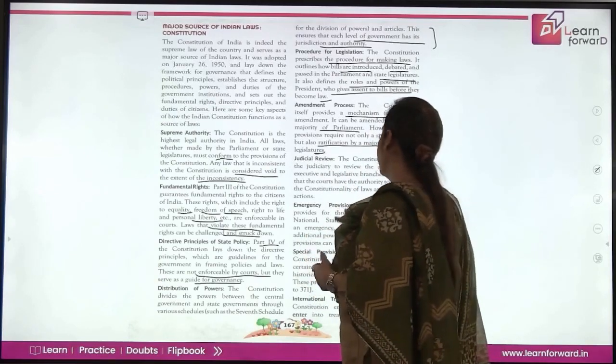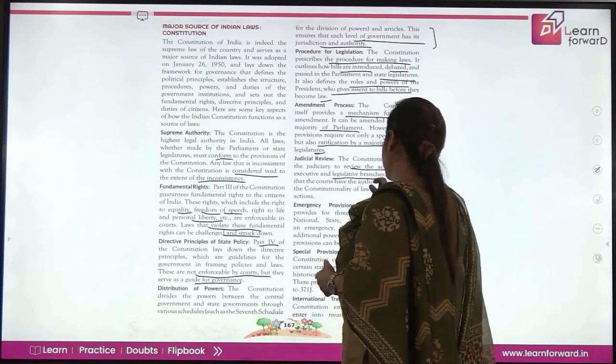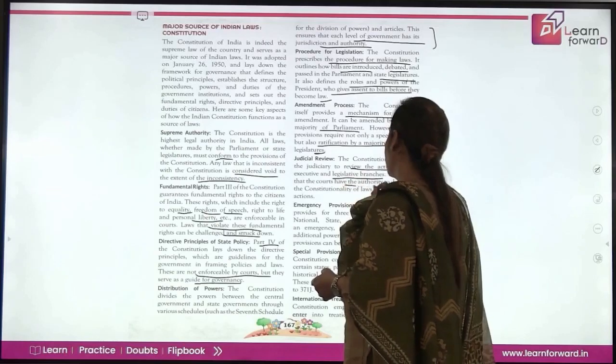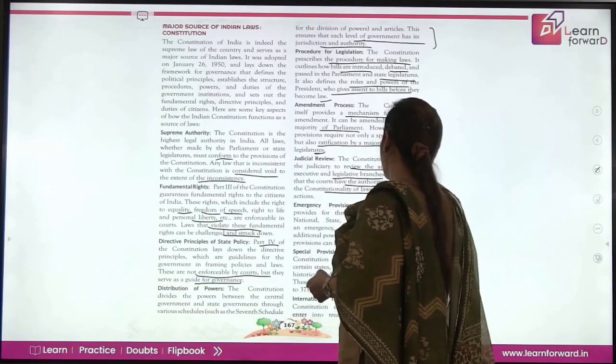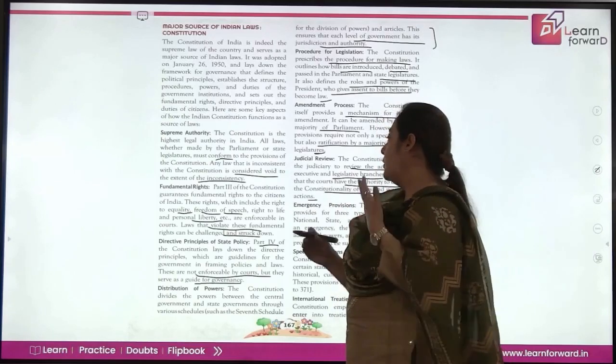Then is judicial review. The constitution empowers the judiciary to review the action of the executive and legislative branches. This means that the courts have the authority to determine the constitutionality of laws and government action. तो हर जगह पे एक चेक है, एक प्री चेक है, जहाँ पे कोई भी गलती ना करे.